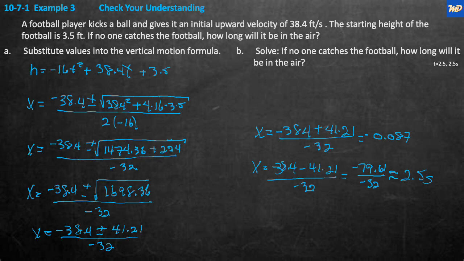And why can it not be, we talked about this before, why can it not be the negative 0.087? Because this is a real world problem and time only moves forward. We can't go in the past. So it's always 0 or greater for time. So here's our time of 2.5 seconds.